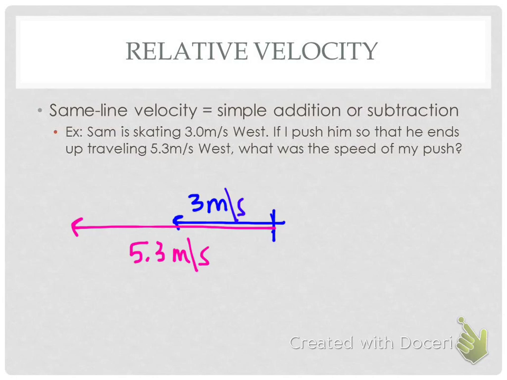Which means if I want to add tail to tip to get to my resultant vector, my push had to be at what value? How fast did I have to push him? 2.3, right? That's it. If he started out moving 3 meters per second and he ends up moving 5.3, that means that extra 2.3 meters per second had to come from somewhere, which means that was the speed at which I pushed him. So he ends up moving 5.3 meters per second west.